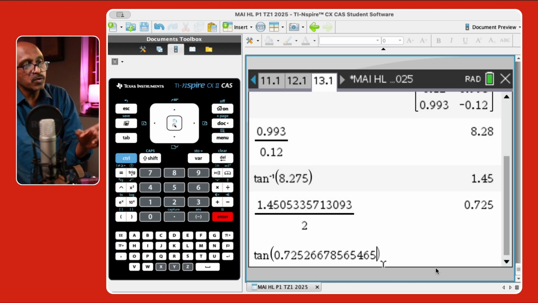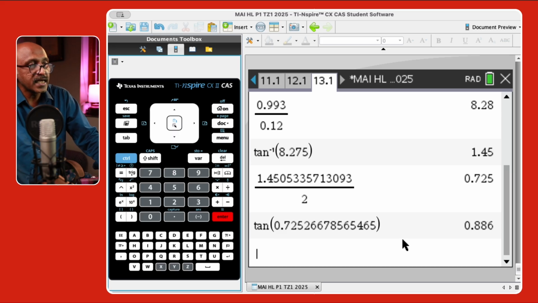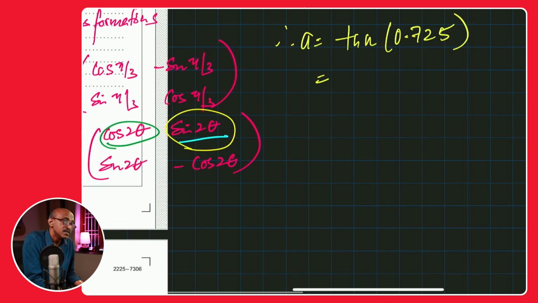As you can see, I'm bringing all those digits just to avoid the errors that are compounded due to rounding off. You can mention that as 3SF, but when you're using that to find tan, rather than using just 0.725, you can bring all the digits, and it's a better approximation, I'd say. So control enter would give you 0.886, and that should be the final value. 0.886. That's the answer for this.